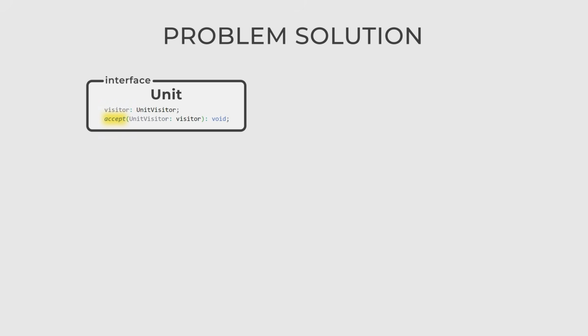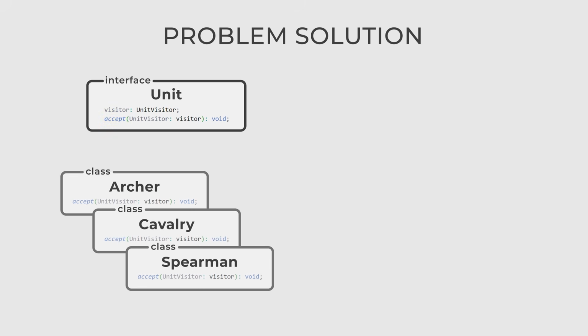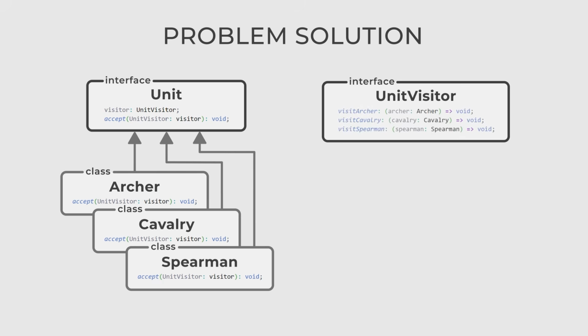This interface includes a method accept, the key to the visitor pattern. Next, we have concrete classes for each unit type, implementing the unit interface: archer, cavalry, and spearman. Now, we define the unit visitor interface. This interface declares a visit method for each type of unit.